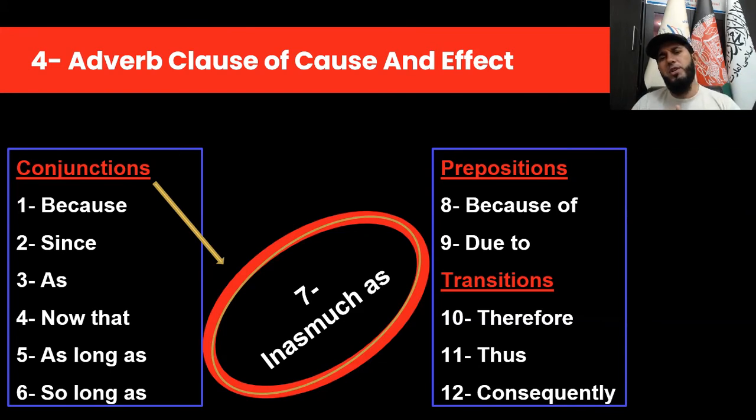And prepositions: because of, due to. Again, they have the same meanings, but the usage is different because they're prepositions. They cannot be followed by subject plus verb in sentences. They should be followed by objects, nouns, or pronouns.